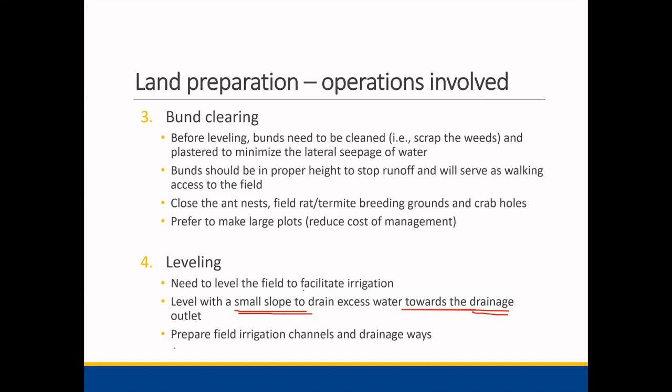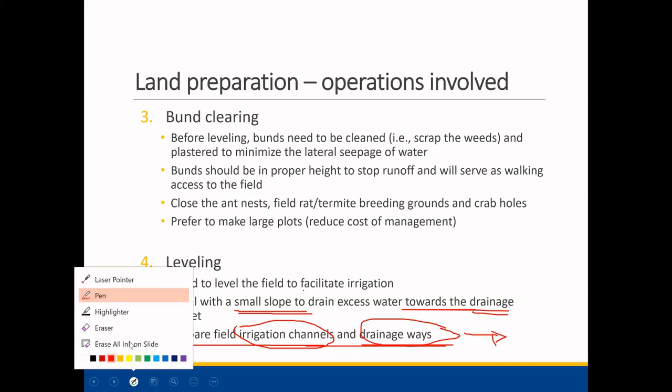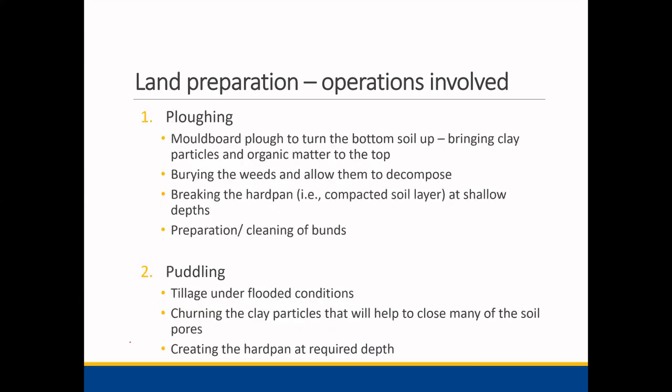And then, obviously, when you do leveling, you have to prepare the field irrigation channels and the drainage bins: the irrigation channels to bring the water in, and the drainage base to bring the excess water out. Remove the excess water. So that's 11. Those are the major operations involved in land preparation.